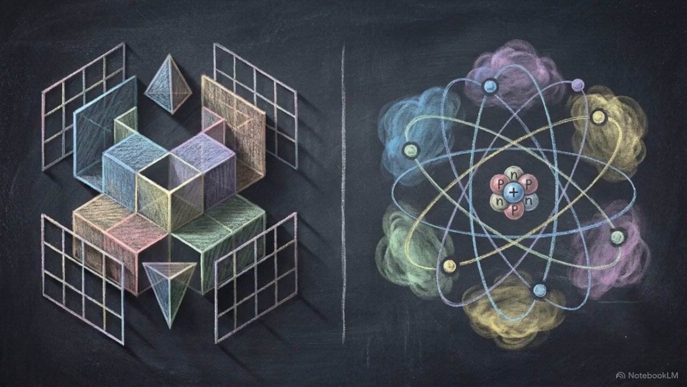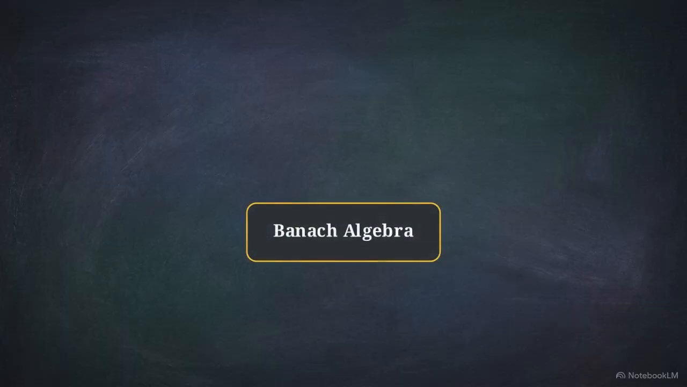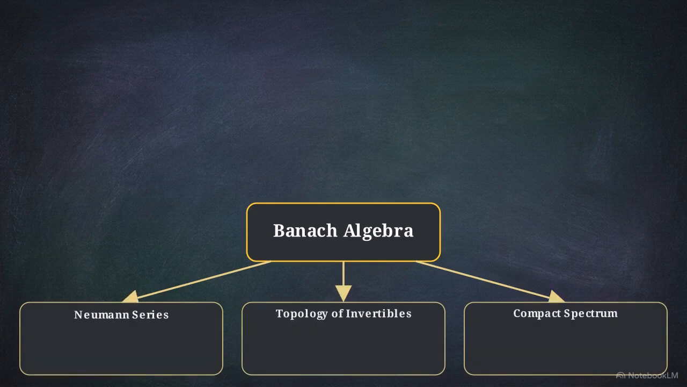If you want to understand the mathematical machinery behind operator theory or quantum mechanics, you have to look at the structures that hold them together, Banach Algebras. This concept map breaks down how we get there. By the end of this, we are going to master 3 specific properties of these spaces: the Neumann series, the topology of invertibles, and the compactness of the spectrum.